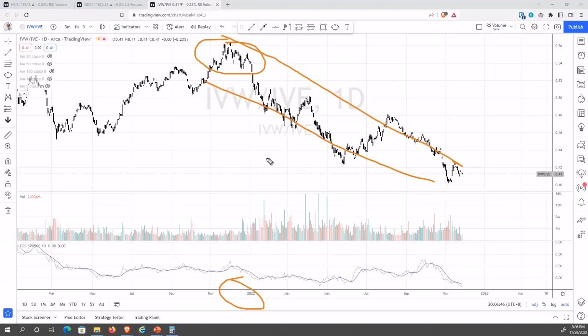It doesn't really mean that it's in an uptrend or that it's still going up, because just now we already witnessed that both IVW and IVE are not in good shape, but IVE is a lot better.